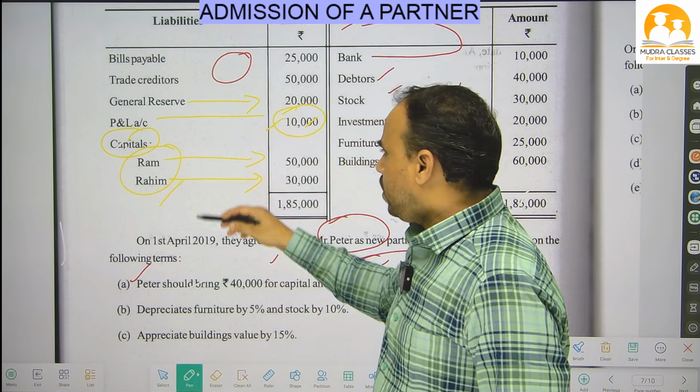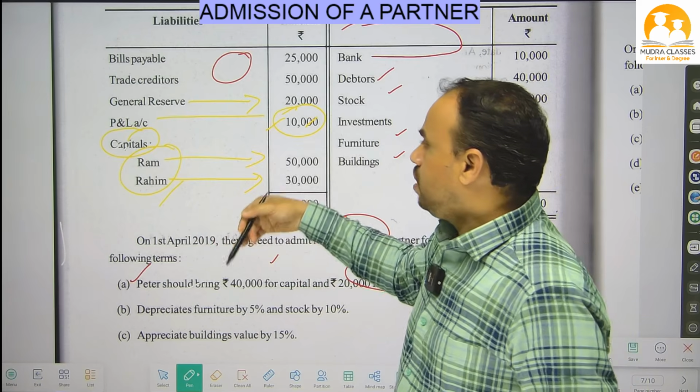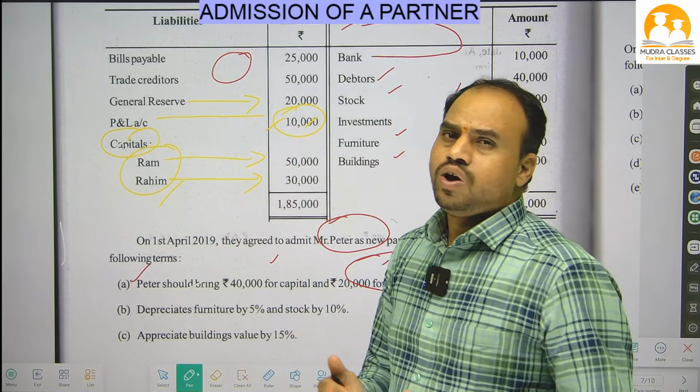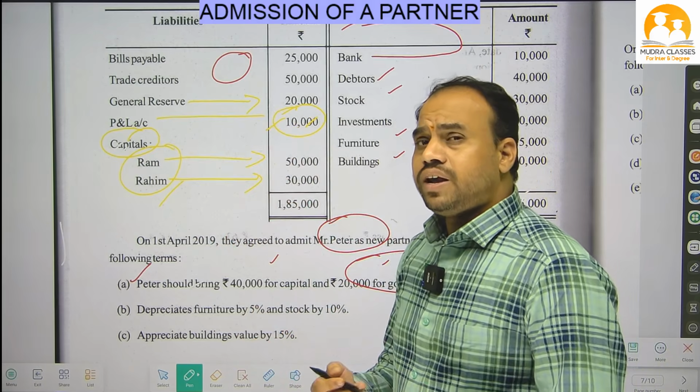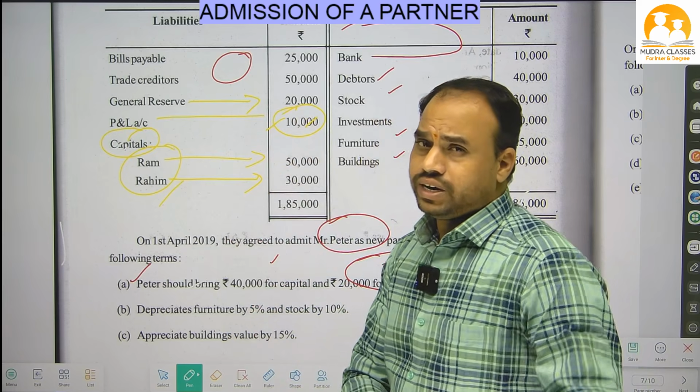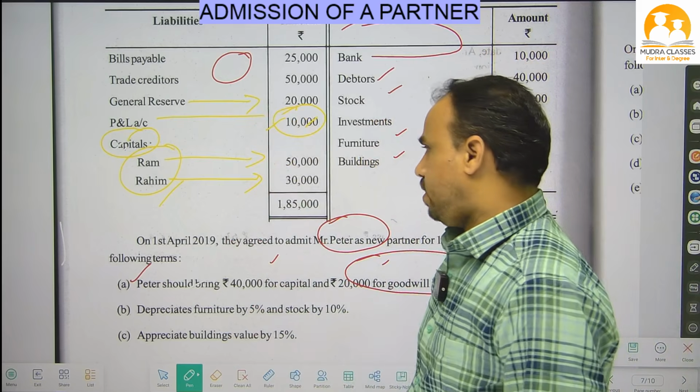So today one new partner is admitting into the business. Before joining of that new partner, these 20,000 general reserve we have to distribute to old partners. Otherwise, there are chances of the new partner asking for a share in the general reserve that actually belongs to old partners.